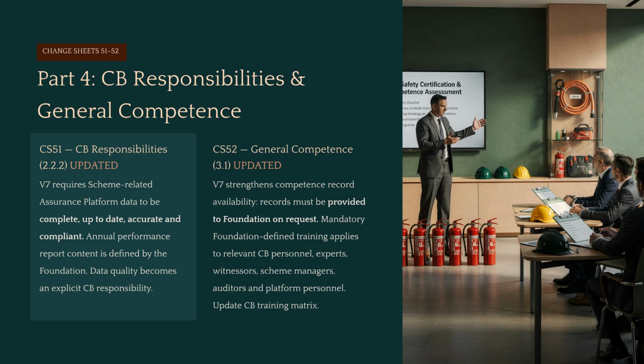In version 6, the CB had responsibilities to comply with the scheme, participate in the integrity program, and maintain certification controls. Version 7 keeps those expectations, but makes data quality much more explicit. The CB is now clearly responsible for ensuring that all scheme-related data in the assurance platform is complete, up-to-date, accurate, and aligned with the scheme requirements. This is a major practical change. In the past, some people may have treated platform entries as a back-office activity. Version 7 makes it clear that data quality is part of certification integrity.